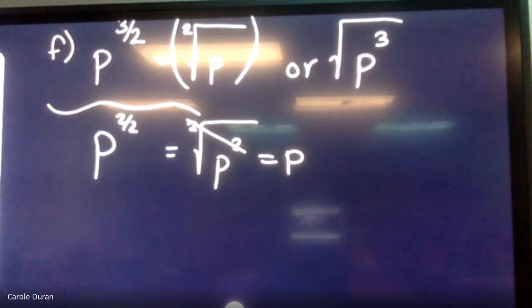Questions, concerns, or issues with switching between radical and exponential form? Okay, part 2. We're going to use this to simplify an expression with a number rather than a variable.